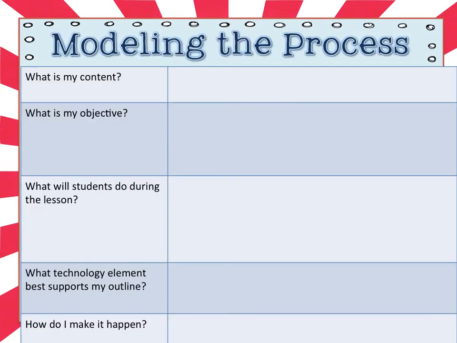What I've done here is simply created a chart with my questions on one side and the process that I go through on the other. And what I'm going to do is just model through my thinking process with a lesson that I have coming up. My students are going to do this lesson this week. And I want to go through these steps so we can see how I decide what technology I'm going to use and then create my action plan to implement that.